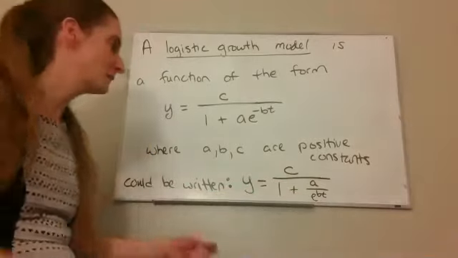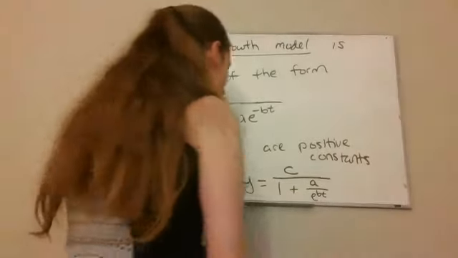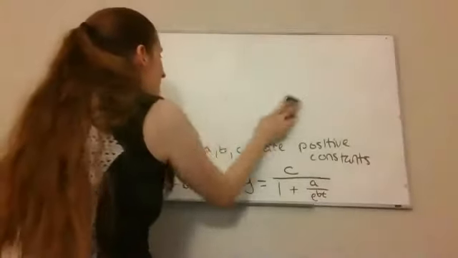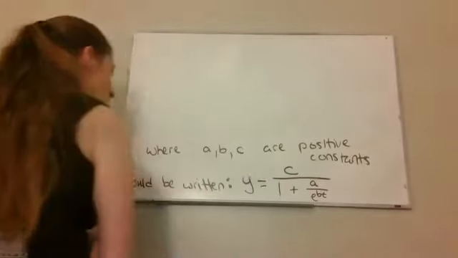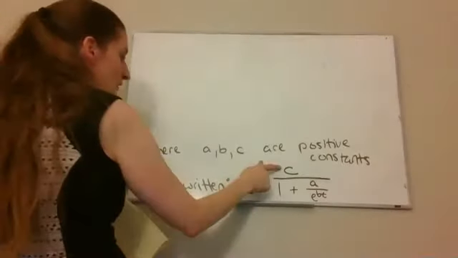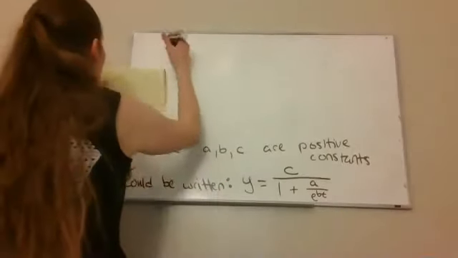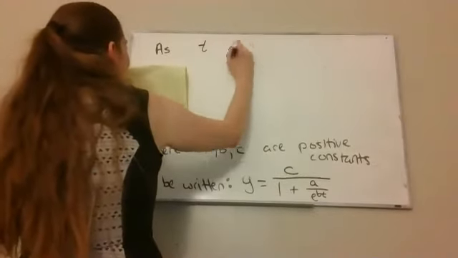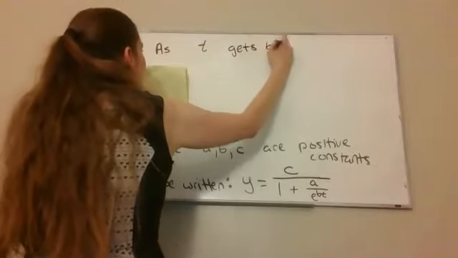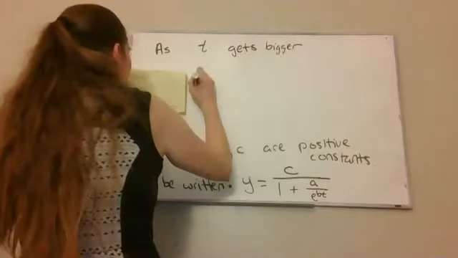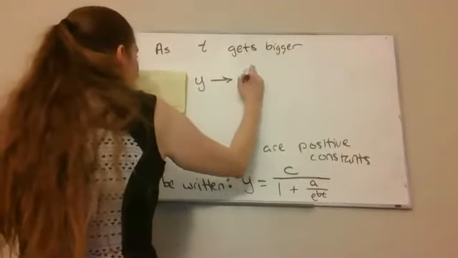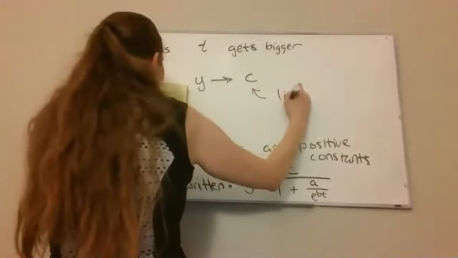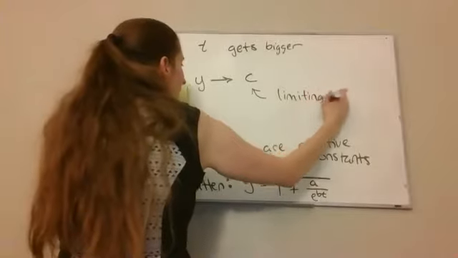They all disappear. What that means is as t gets bigger and bigger and bigger, this entire function gets closer and closer to this numerator, c. So as t gets bigger, our value y gets really, really close to c. And this c is called the limiting value.